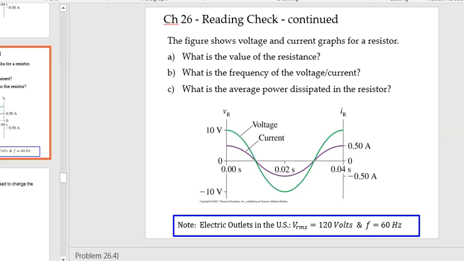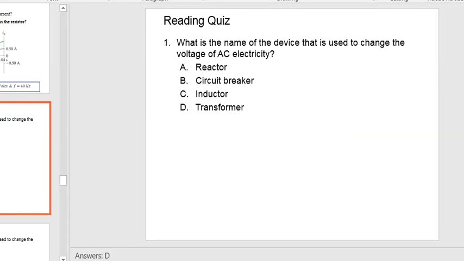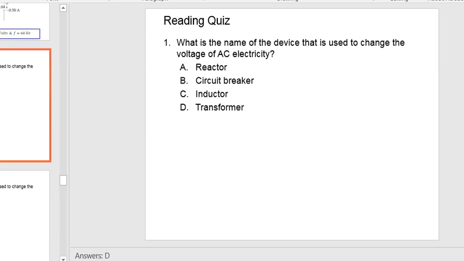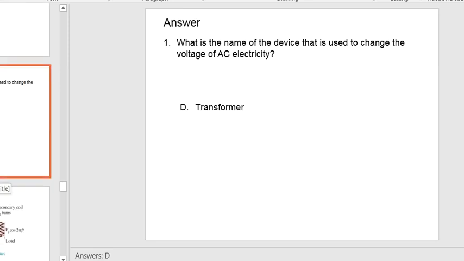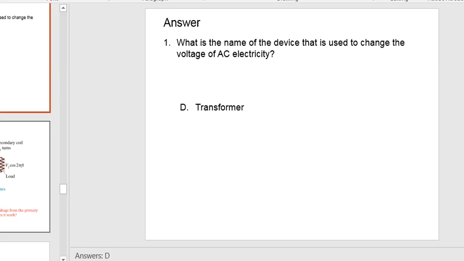Okay, so we went through those questions here. What is the name of a device that's used to change the voltage of AC electricity? Give you a moment here, press pause and think through it. Which one do you think it is? If you had guessed transformer, then you were correct. No, this is not transformer robots in disguise. But it is a technique that's used to either step up or step down the voltage that's being produced. And you'll see in a moment why this is actually useful.